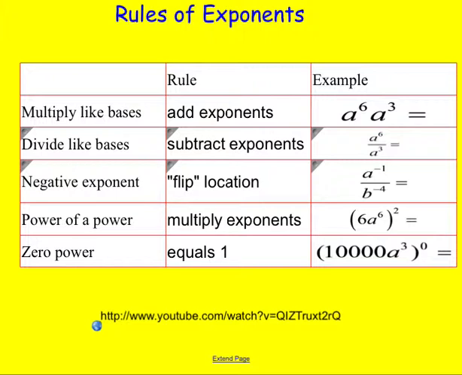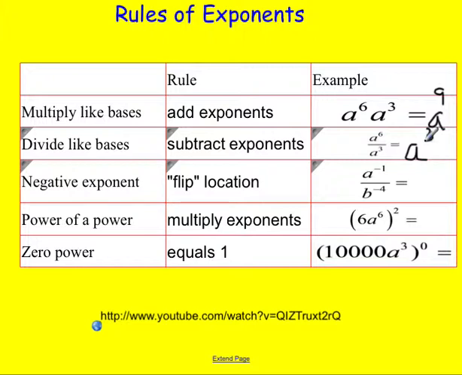When you take a to the 6th times a to the 3rd, you add those exponents and you get a to the 9th. Then, next rule, when you divide like bases, now you're going to subtract the exponents. Remember, you should always be looking at where your larger amount of exponents lie, because that's where your answer is going to lie. So when you subtract those out, you end up getting a to the 3rd.